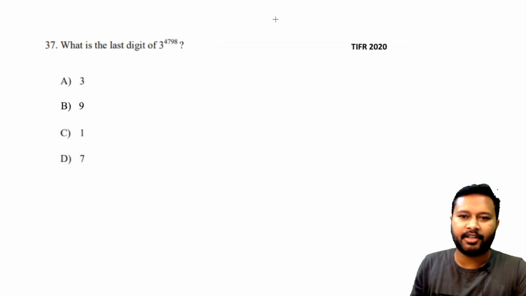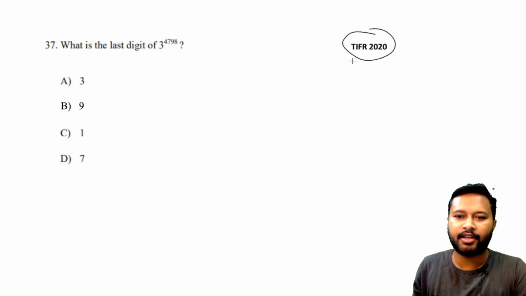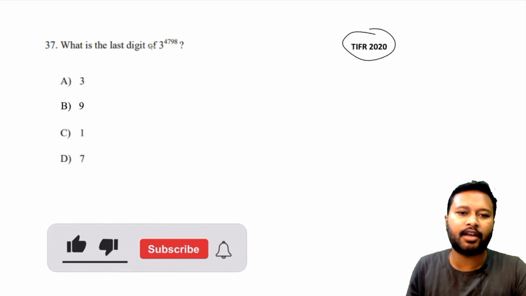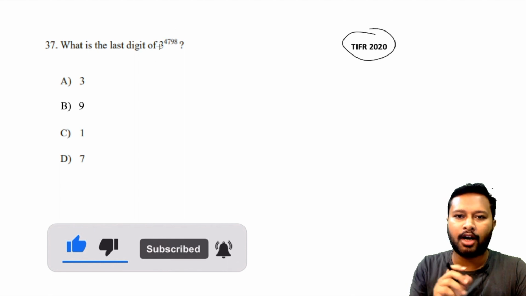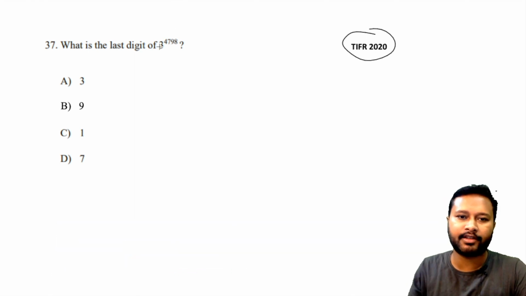Right, so we have our next question, which was again asked in the 2020 exam. It says, what is the last digit of 3 to the power 4798? So how to solve these types of questions whenever a power is asked? You just need to know the basic trend that 3 to the power is actually following. So let's do some analysis of that.